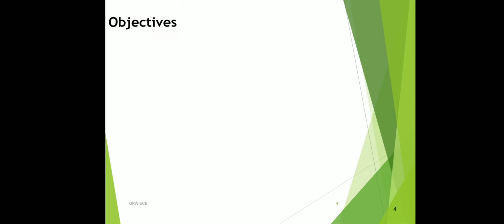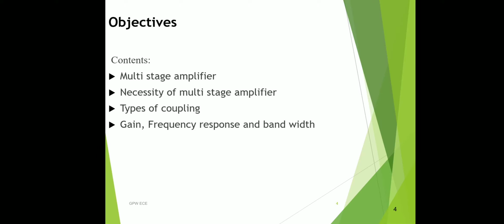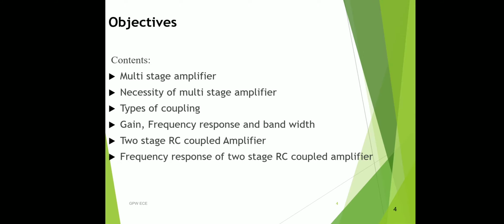Now, the main contents we want to discuss in this video are the multi-stage amplifier. What is a multi-stage amplifier? What is the need of a multi-stage amplifier? What are the types of coupling? What is gain? What is frequency response? And what is bandwidth? We will also discuss the two-stage RC coupled amplifier and the frequency response of the two-stage RC coupled amplifier. In this video, I am going to explain all these contents.